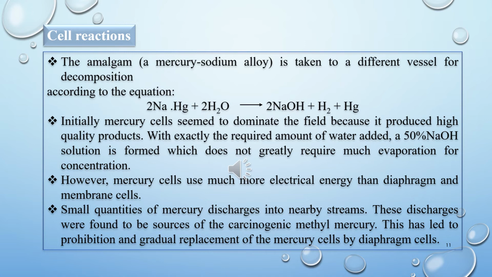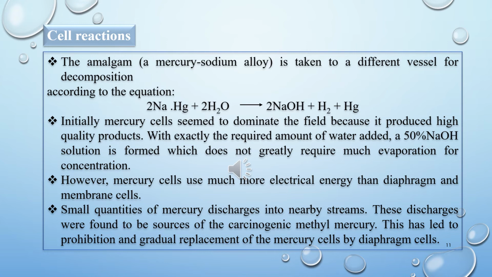However, mercury cells use much more electric energy than diaphragm cells and membrane cells. This is the point which will show why we do not use mercury cells, because they use more energy as compared to diaphragm cells and membrane cells.